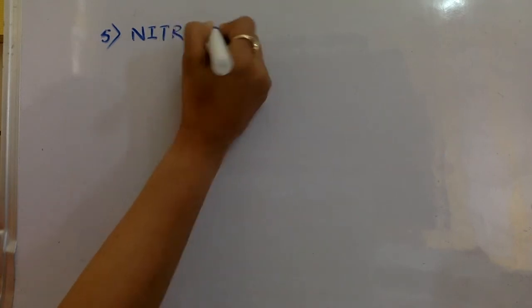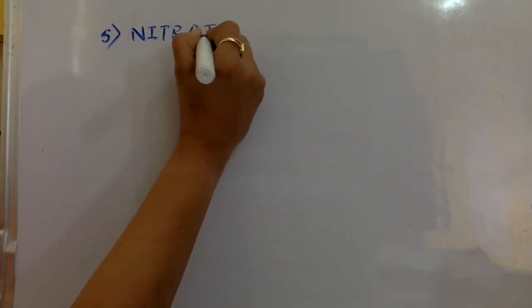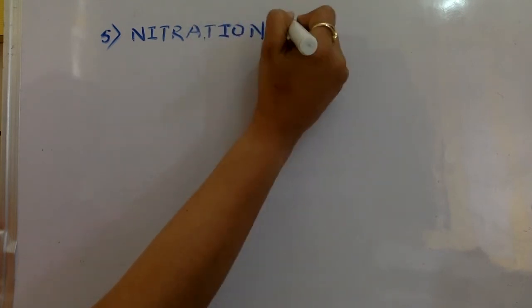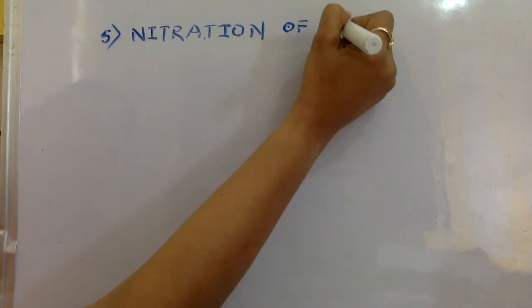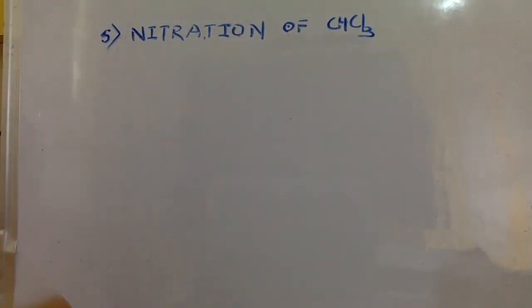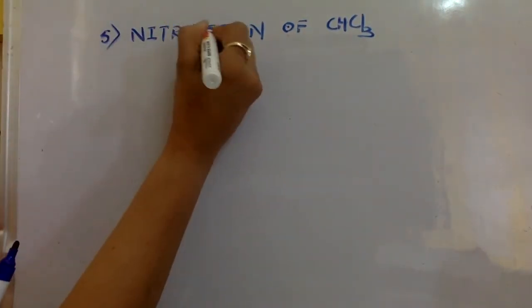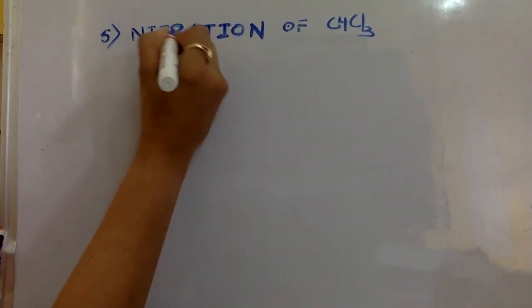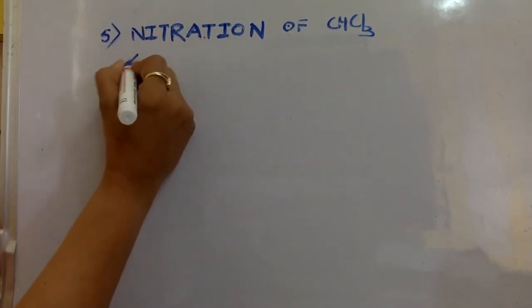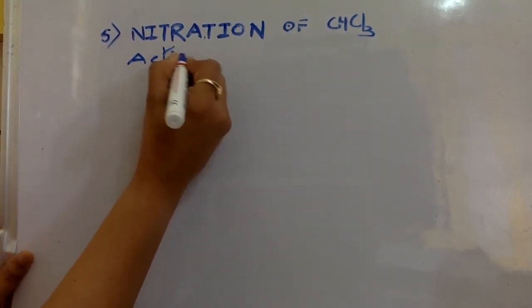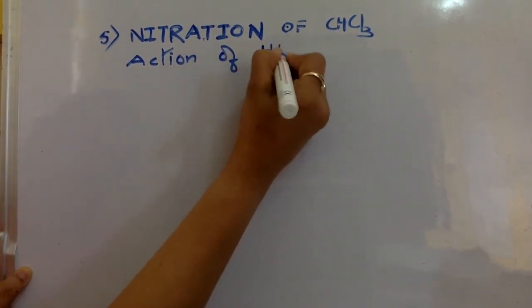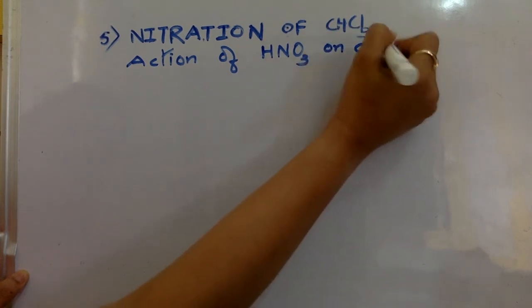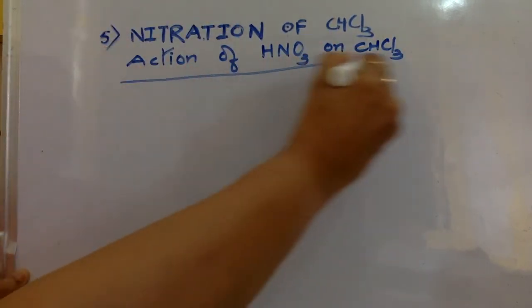Nitration of chloroform. As the name suggests, nitration means reaction with nitric acid, obviously. So this is basically the action of nitric acid, that is HNO3, on chloroform. So let us see.